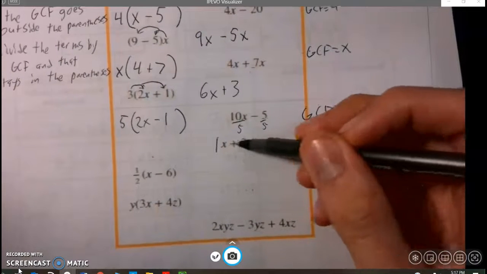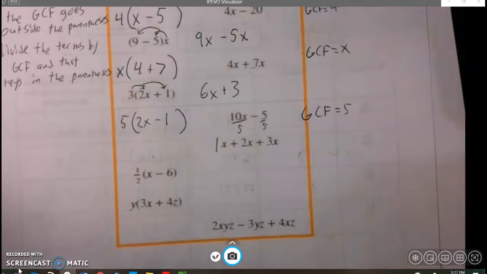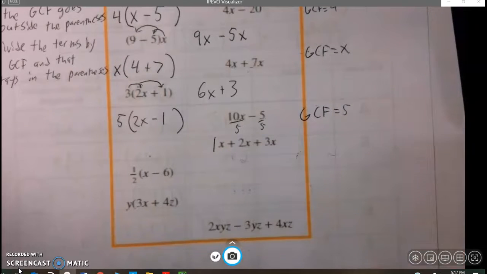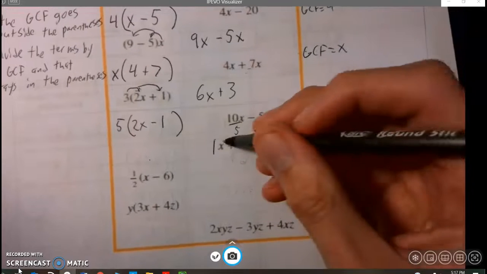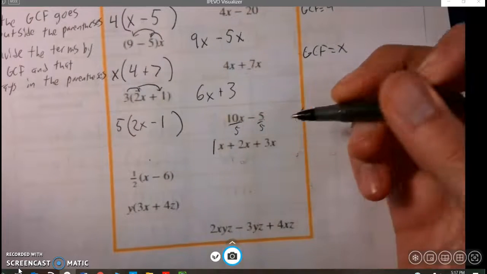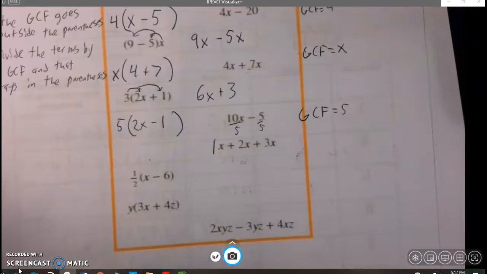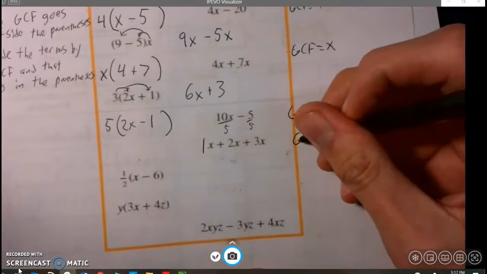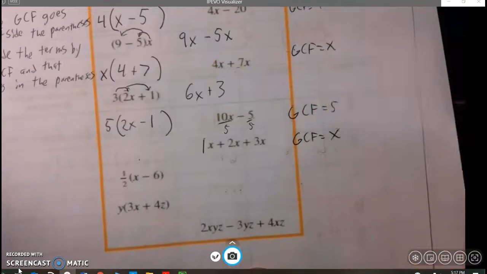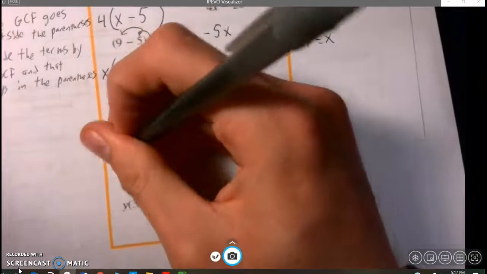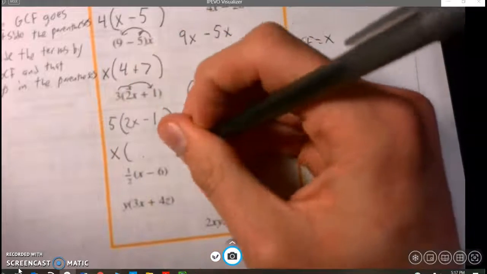Once again, as far as the coefficients are concerned, the numbers in front of the variable, there is no GCF. 1 is the biggest number that can be pulled out of all of those. That wouldn't actually change anything. But once again, they do all have an x. So the biggest factor here that they have together is x. So the GCF would go on the outside.